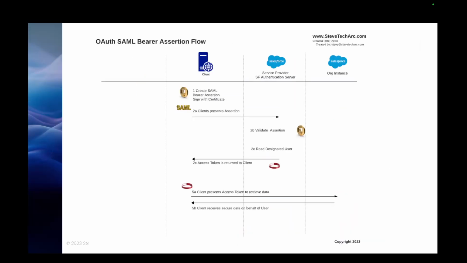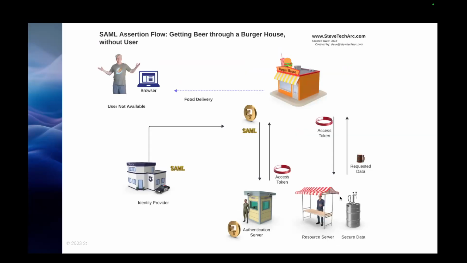SAML bearer assertion flow is where you have an IDP and you can create a SAML bearer assertion signed with a certificate. And then the client presents it to the auth server. It reads the designated user, opens it up just like JWT flow, checks, sees the credentials, then lets the user in. It then issues the wrist bracelet, and then the client presents it. It's this two-step process. Go to the auth server, then go to the resource server.